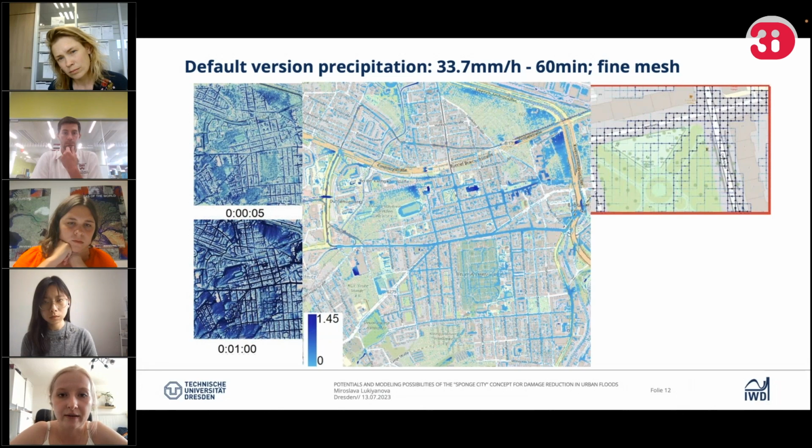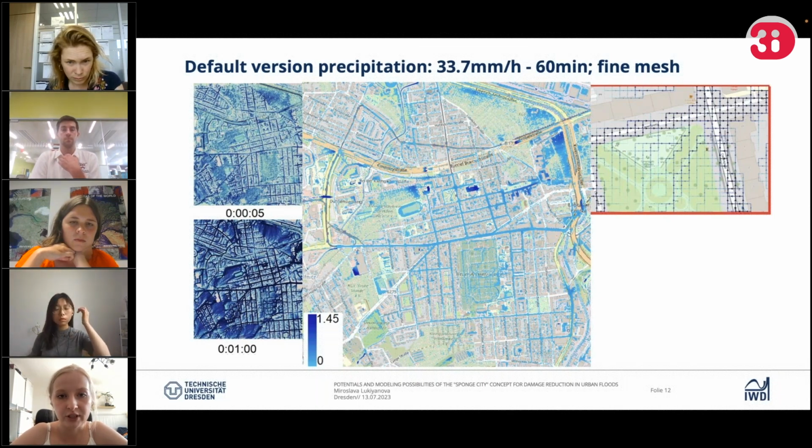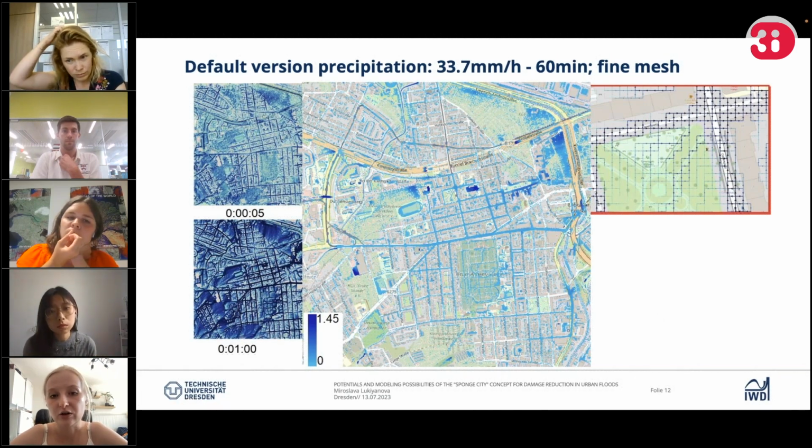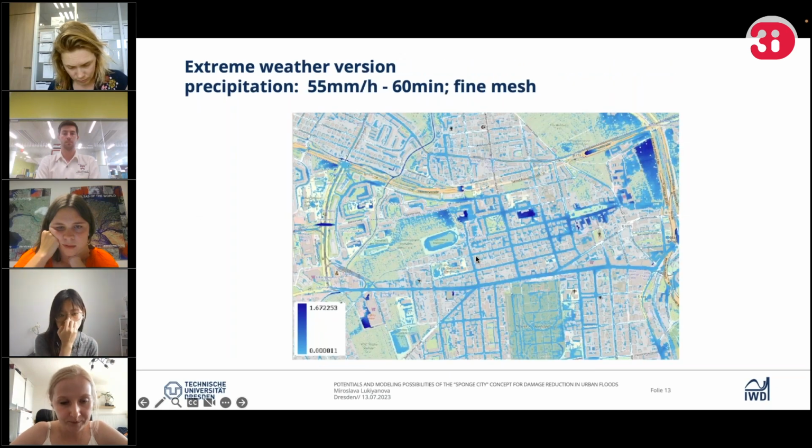As well, I've made other results of these simulations. You can see that after 30 minutes, how much water would be collected on the plan, on the area, and there as well we can find some problem areas where there is about 1.45 meters of water on the area.